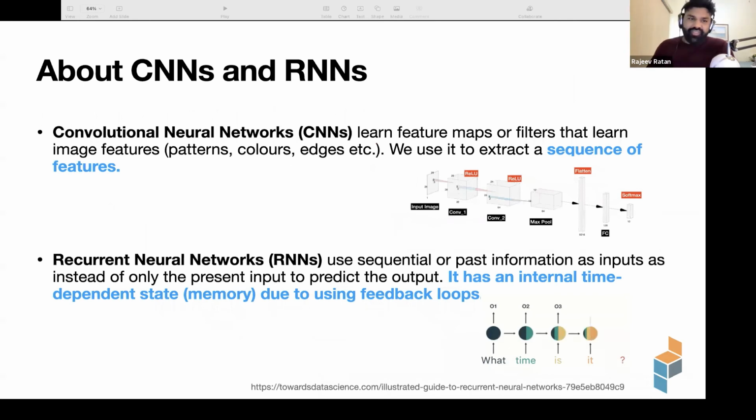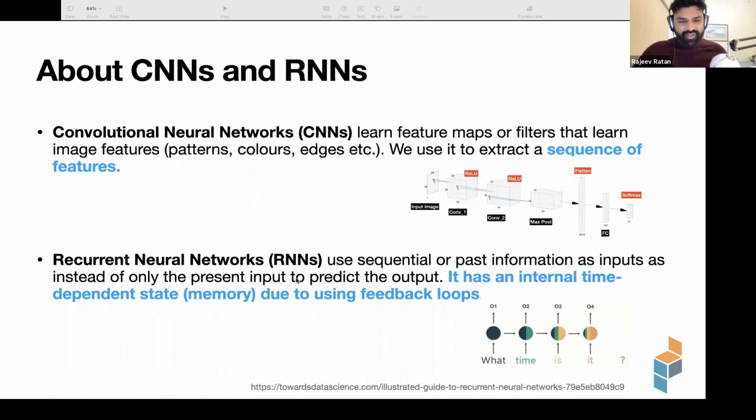For those of you who don't know, CNN stands for convolutional neural networks. These are a type of deep learning network that learns features or maps or patterns in an image. So basically you use it to feed an image in and you extract features out of it, and that could be used for classification afterward. So that's what CNNs are.